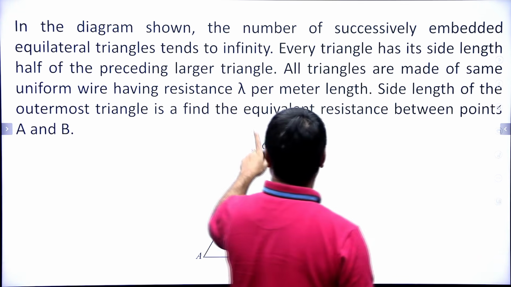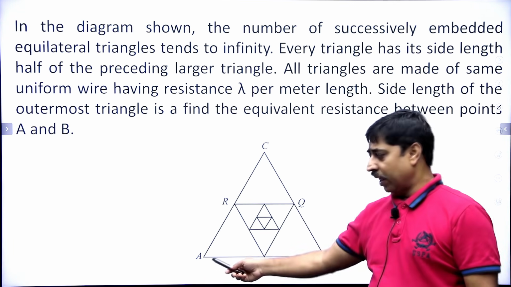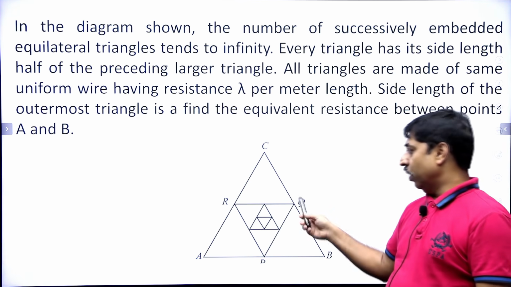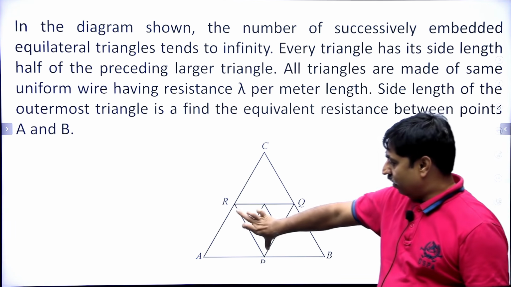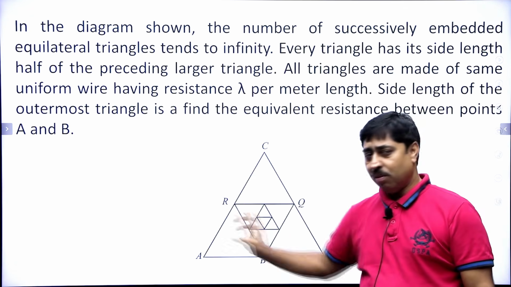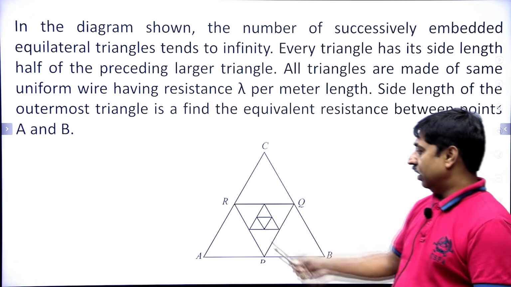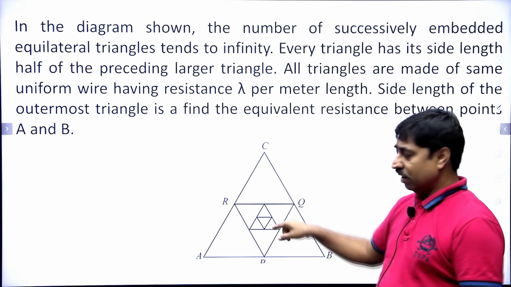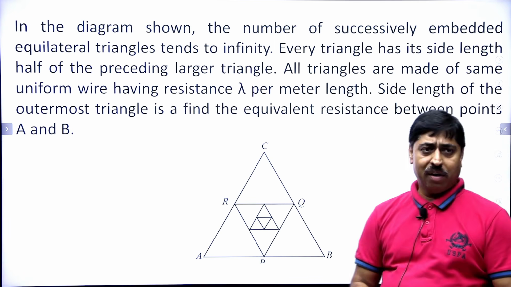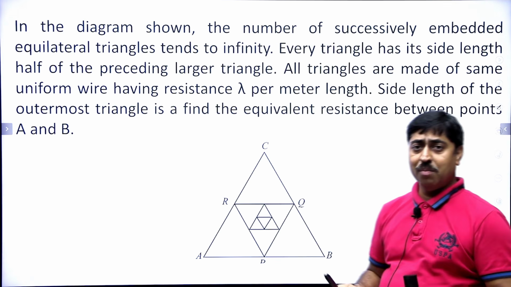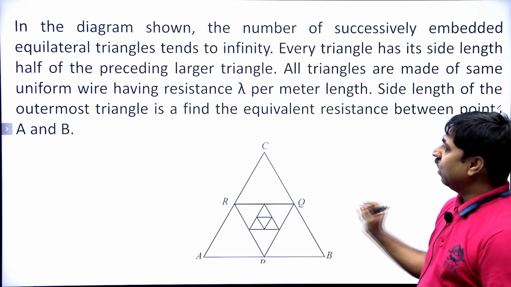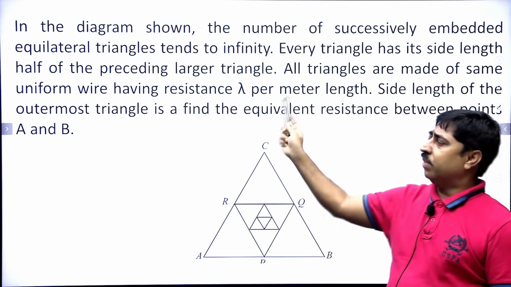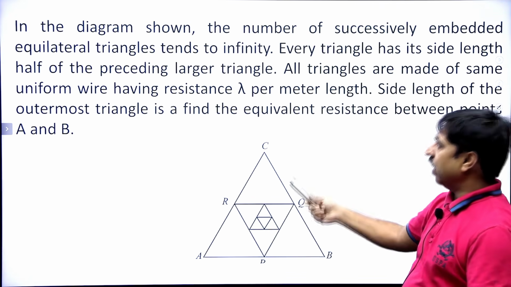equilateral triangles tends to infinity. This is an equilateral triangle. Inside that triangle there is another equilateral triangle. Side length of this triangle is half the side length of the original first triangle, and then inside this second triangle there is again an equilateral triangle. Inside that triangle there is another equilateral triangle, and so on and so forth. There are infinite number of such embedded equilateral triangles. Every triangle has its side length half the preceding larger triangle.